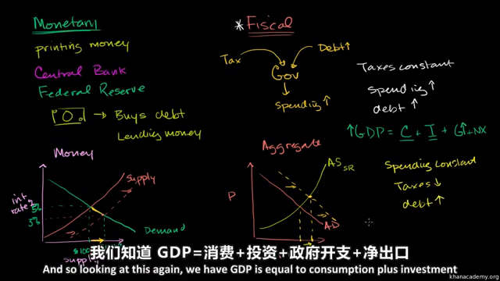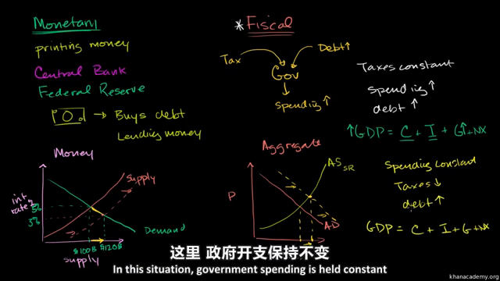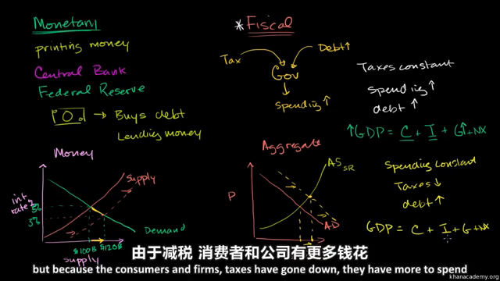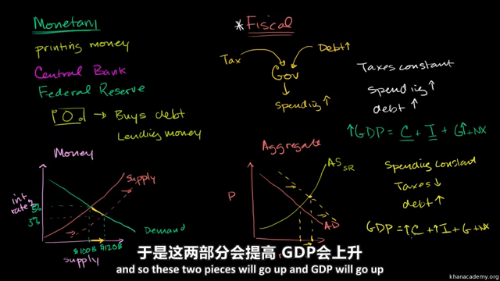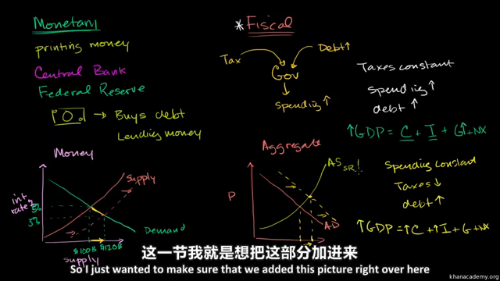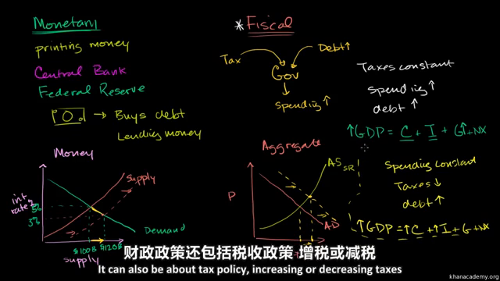And so looking at this again, we have GDP is equal to consumption plus investment plus government spending plus net exports. In this situation, government spending is held constant, but because the consumers' and the firms' taxes have gone down, they have more to spend, and they will spend some component of it. And so these two pieces will go up, and GDP will go up. So I just wanted to make sure that we added this picture right over here. Fiscal policy isn't just about increasing or decreasing government spending. It can also be about tax policy, increasing or decreasing taxes.